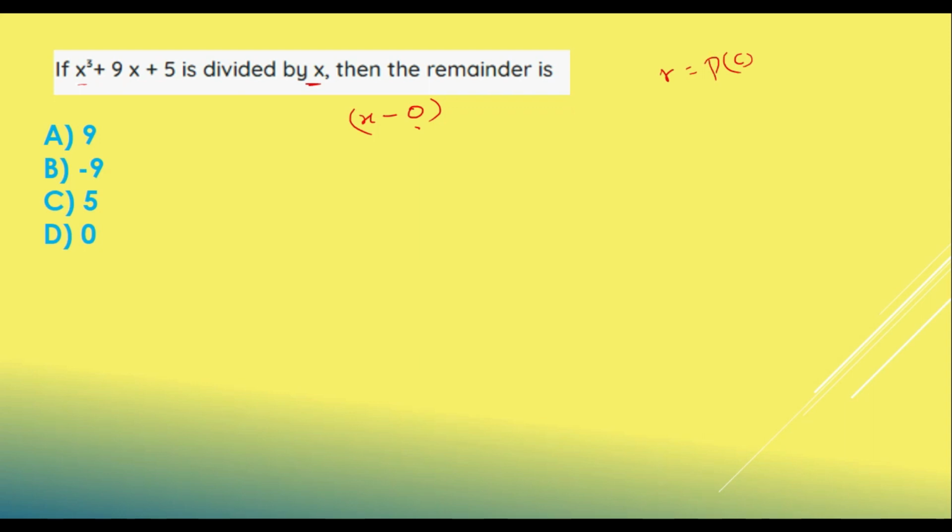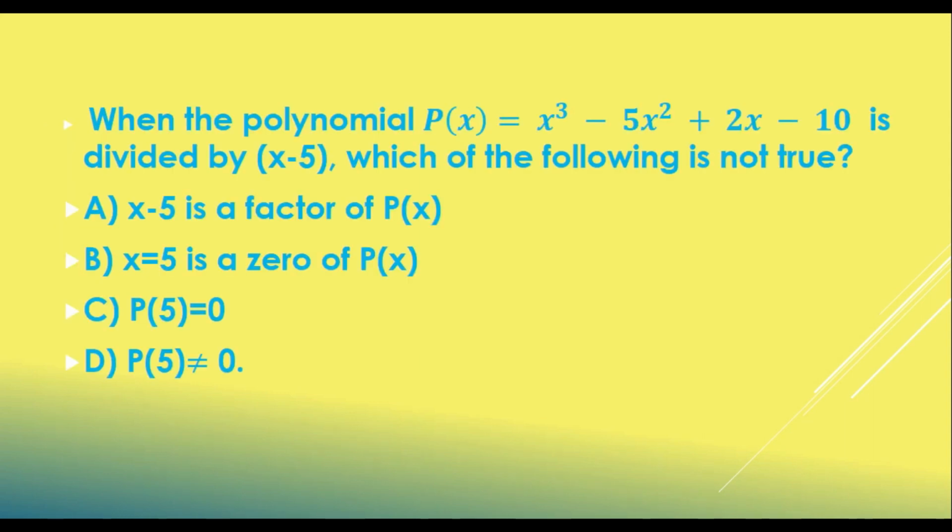Finally, I would like to show one more example, and the answer is very straightforward. When the polynomial p, x cubed minus 5x squared plus 2x minus 10, is divided by x minus 5, which of the following is not true? I would like to leave this question to you, because you don't need to solve this problem. If you have some basic knowledge, just go through the answers, you will find very easily what is the right answer, isn't it? You can comment the answer here and the method you used also.